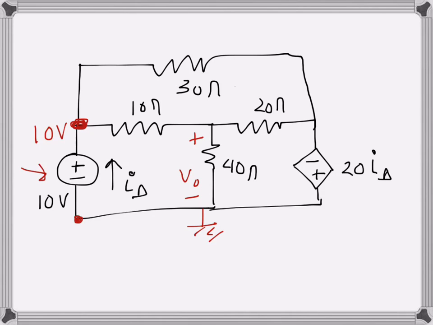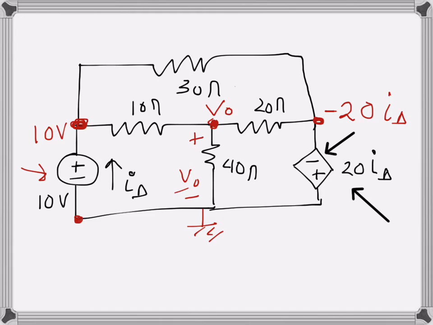this voltage source, and the voltage of this node is V naught, and this one here we have a current dependent voltage source, and this is the negative side, so the voltage at that point will be 20 minus 20 I delta, so that will be the voltage there. So let us first write, we need to find V naught.